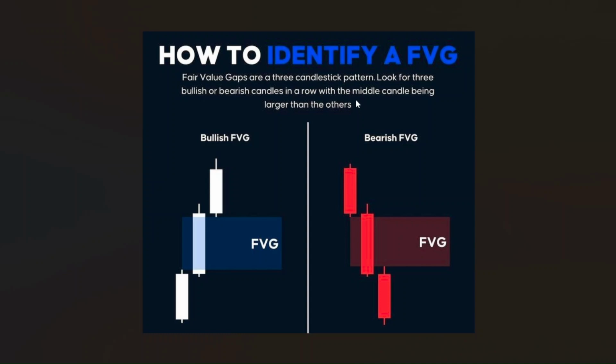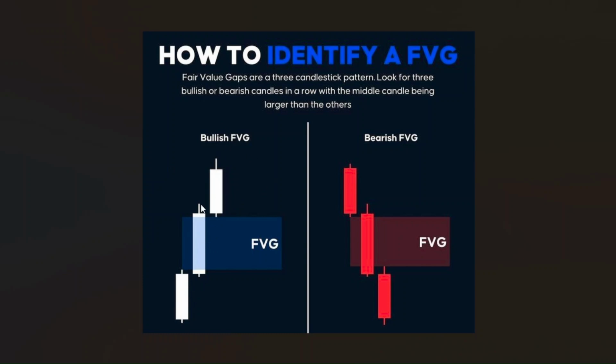Fair value gaps are three-candlestick patterns. You want to look for three bullish or bearish candles in a row, with the middle candle being larger than the other ones. It depends on the market trend. For example, this is a bullish fair value gap in an uptrend market. So you want to spot a bullish fair value gap, with three consecutive candles forming.